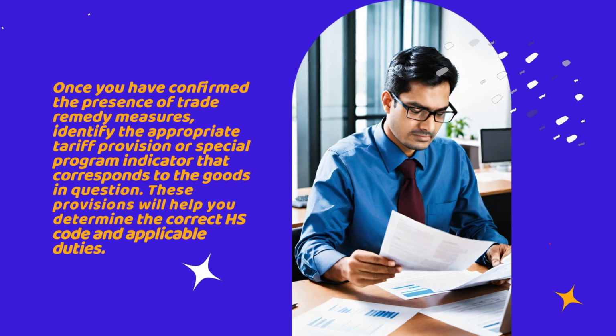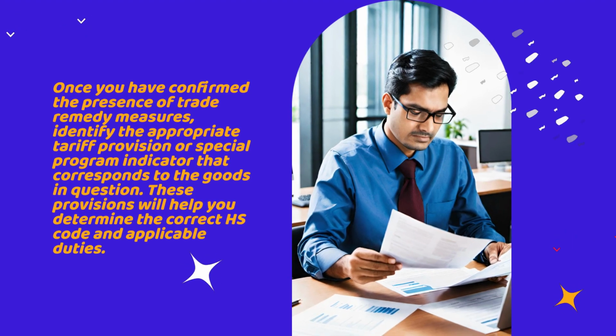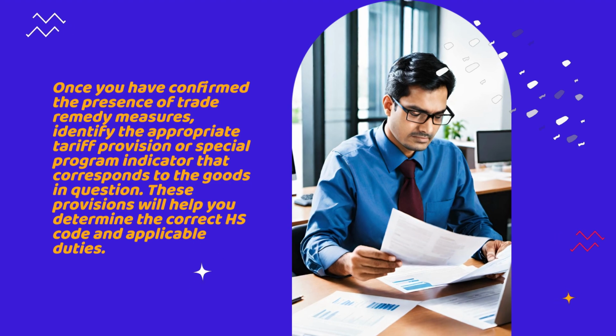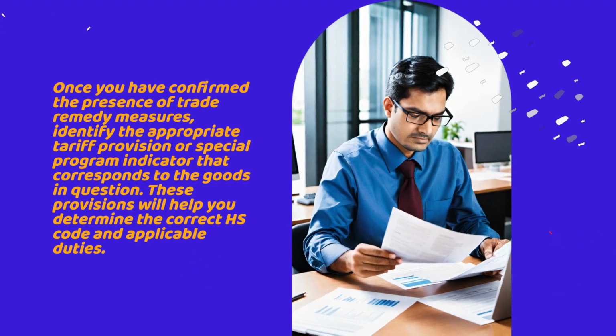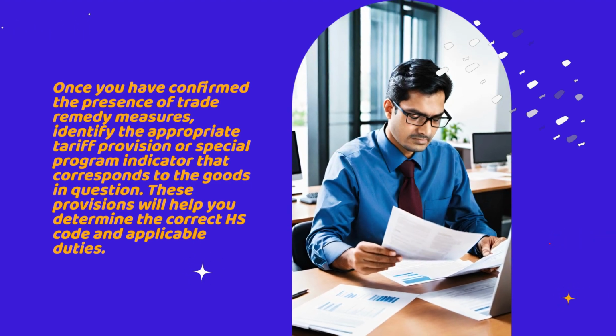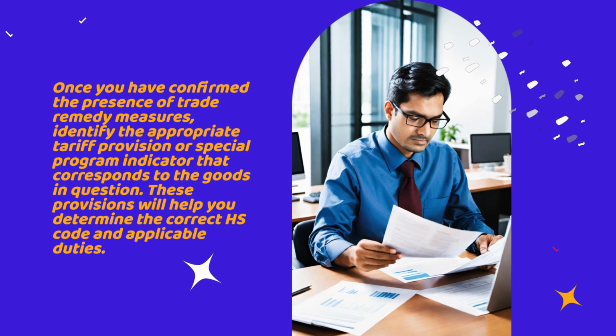Once you have confirmed the presence of trade remedy measures, identify the appropriate tariff provision or special program indicator that corresponds to the goods in question. These provisions will help you determine the correct HS code and applicable duties.